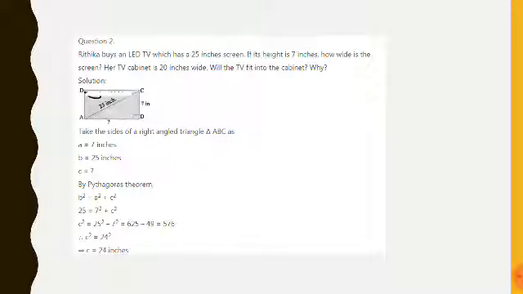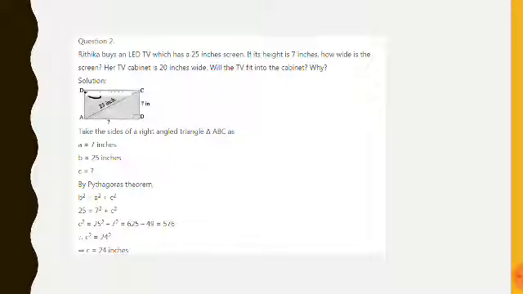Ritika buys an LED TV which has a 25 inches screen. If its height is 7 inches, how wide is the screen? Her TV cabinet is 20 inches wide. Will the TV fit into the cabinet? Why?